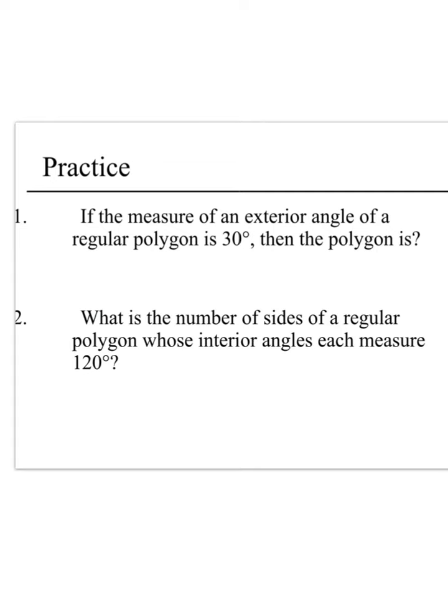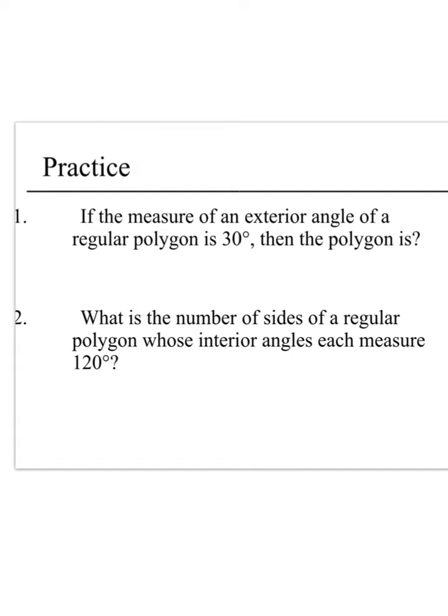So let's engage in some practice here. If the measure of an exterior angle of a regular polygon is 30 degrees, then the polygon is, okay, so they give us the measure of one exterior angle to be 30 degrees. And ironically, we already found that in the last page, so already I know it's a dodecagon. But what if we didn't do that? What if coincidentally we hadn't done that? We'd have to solve for this.